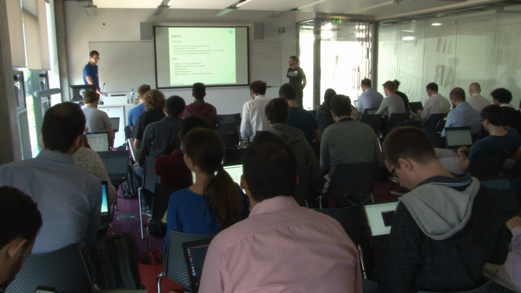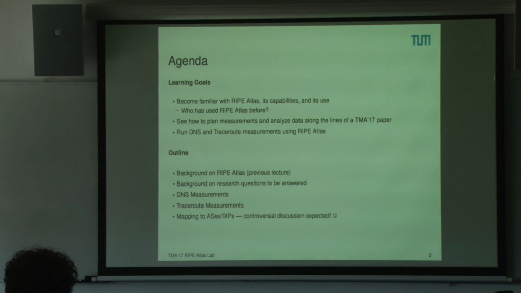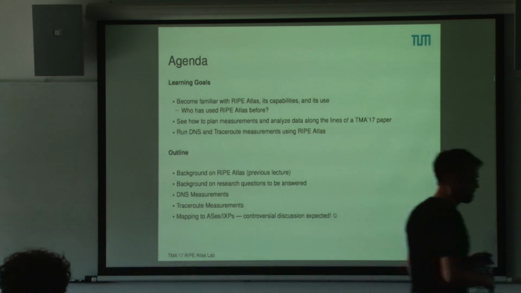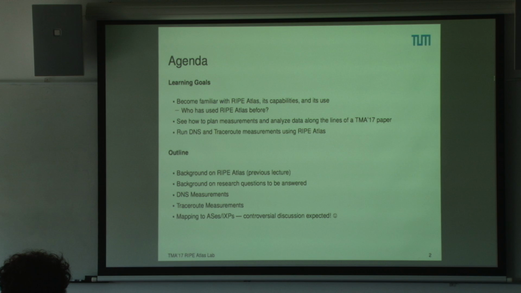So we figured, what do we actually want to achieve in this lab? We want you to become familiar with RIPE Atlas, see what it can do, what you might use it for. And I think Emil already asked, a lot of people have used RIPE Atlas before, I think. And then we will see how to go from research question to measurement plan to execution, along the lines of this paper. And specifically, this will mean we will do DNS and traceroute measurements.